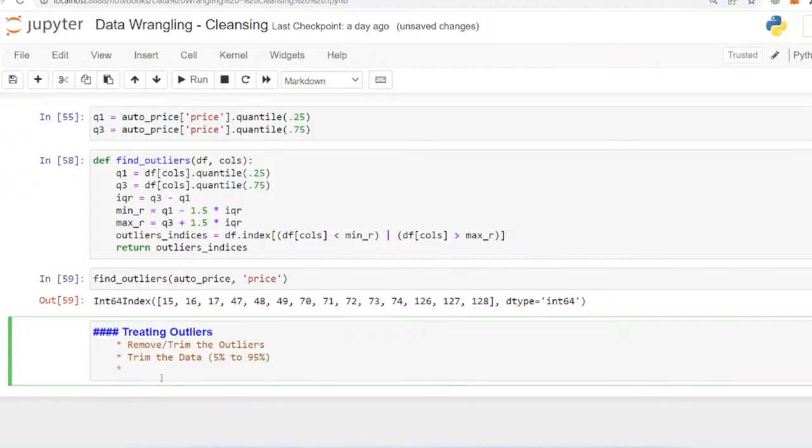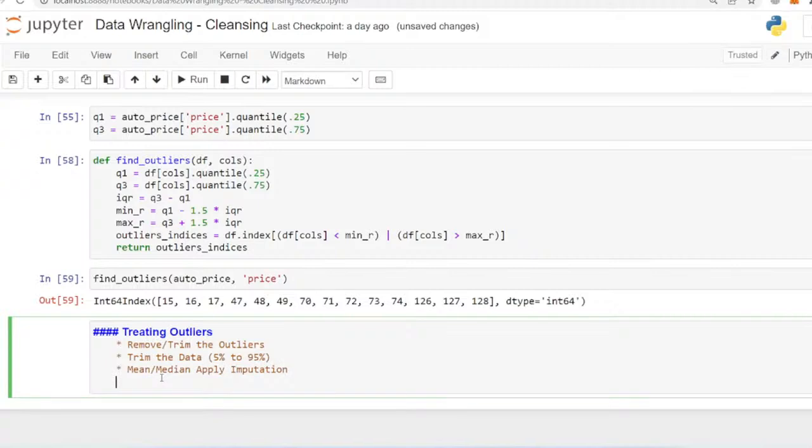Next could be mean or median imputation, applying imputation using your central tendency of mean and median.